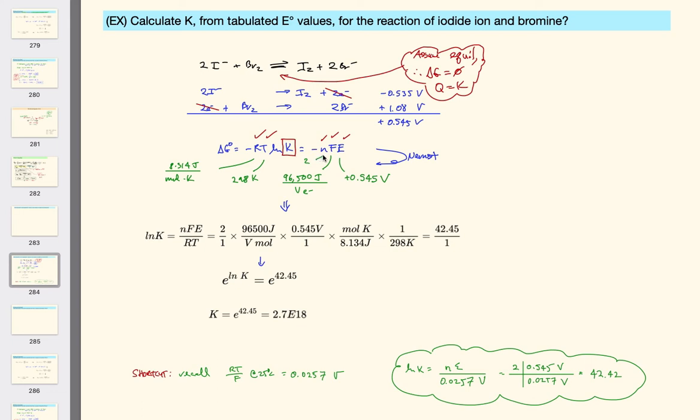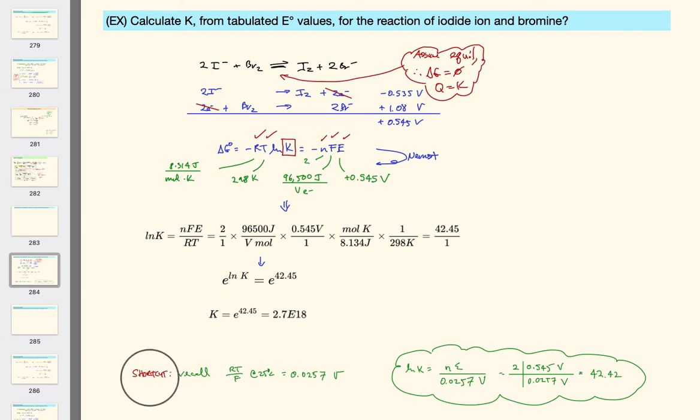It's just a simple matter of rearranging that so that K is on the left side of our equation and all of the variables that we know are on the right, and we plug them in and work that out. It's normally best to work it out leaving the log K there, work out all of the numbers, and then you can just get rid of the log term later on with the exponential function. And when you work through the calculation, K is equal to 2.7 times 10 to the 18th.